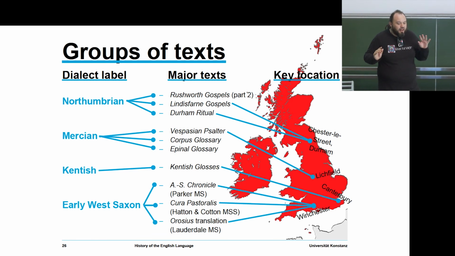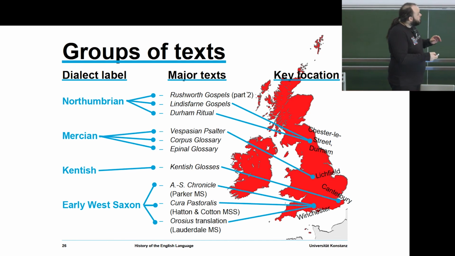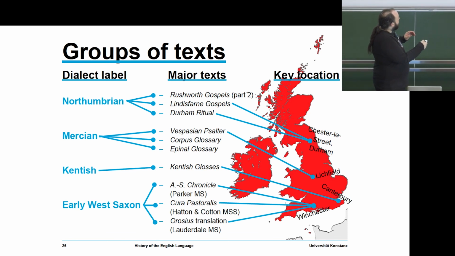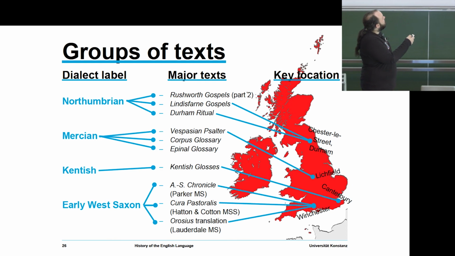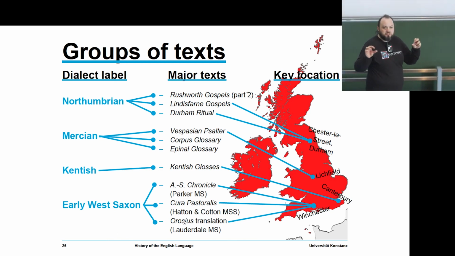If we have to draw a line between West Saxon and Kentish, well, do we draw it here? Do we draw it here? If we draw a line between Northumbrian and Mercian, do we draw it up here? Or do we draw it down here? Or do we draw it a kind of diagonal like this? We really don't know, because all we have is a few texts from very, very specific points.